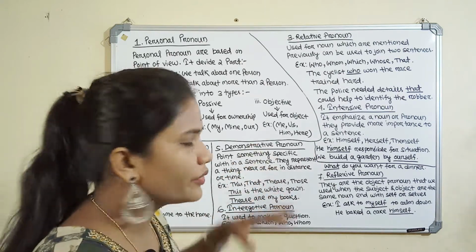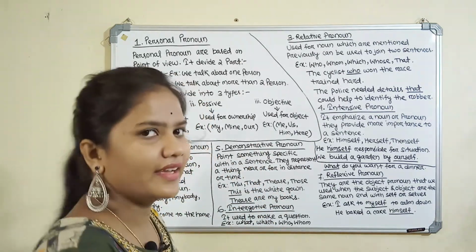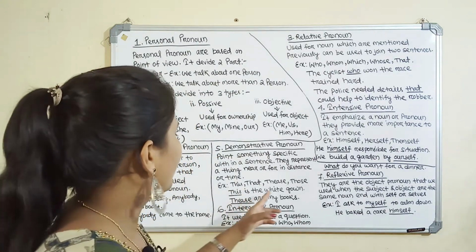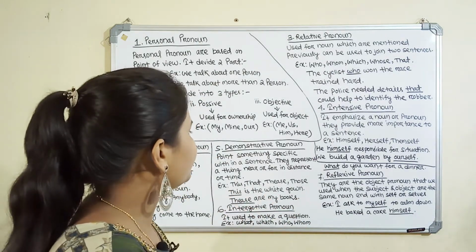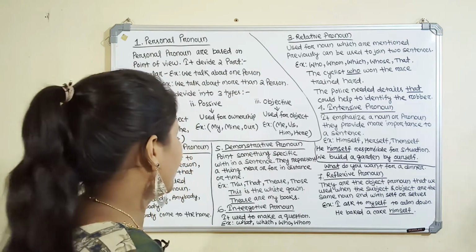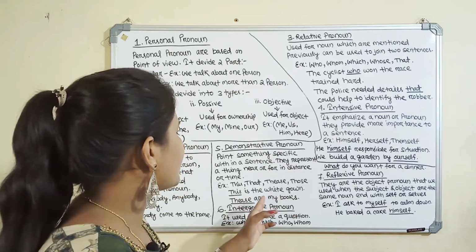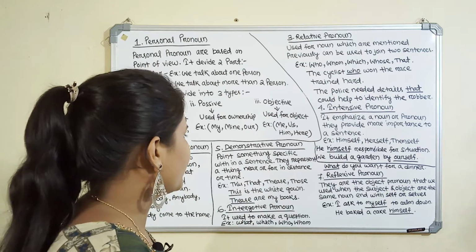This is the example of demonstrative pronoun. Let's take a sentence example. This is the white gown. This is called a demonstrative pronoun. These are my books. This is the demonstrative pronoun.